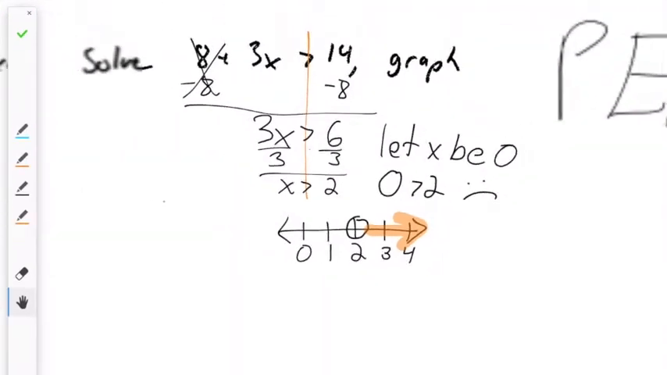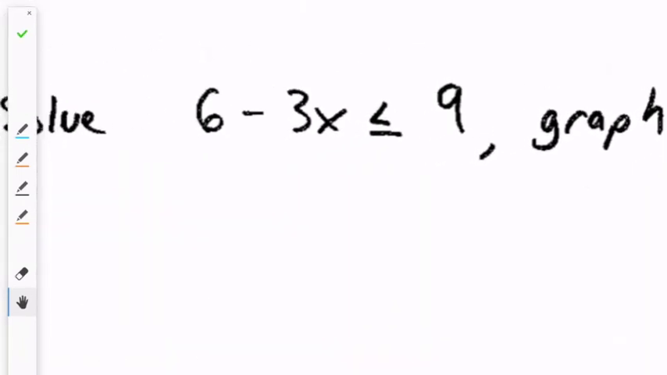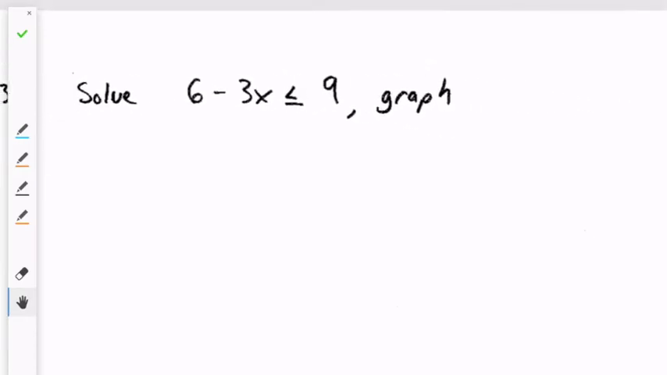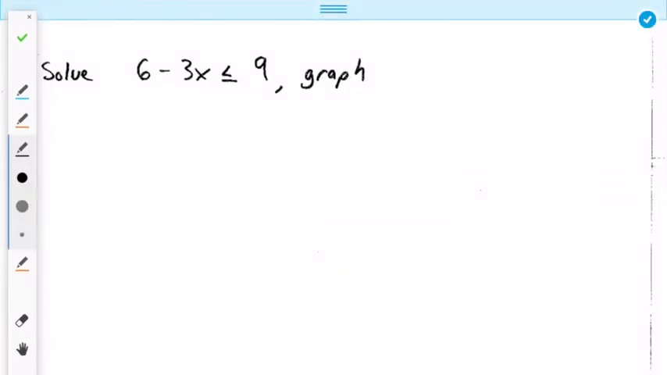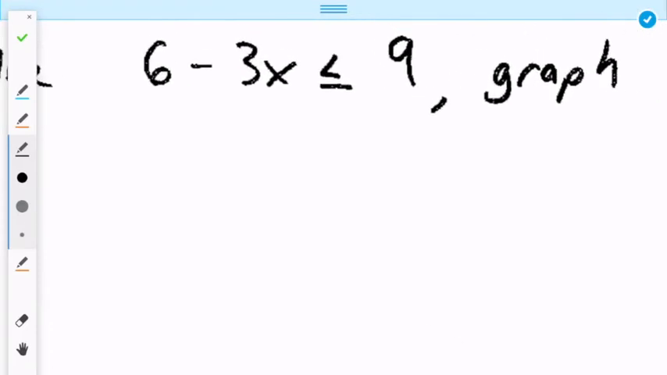Alright, let's start looking at some more difficult examples. So here's another one. We're going to write down PEMDAS, just like we have been doing. I'm going to square off those two. And we're going to start solving this one.